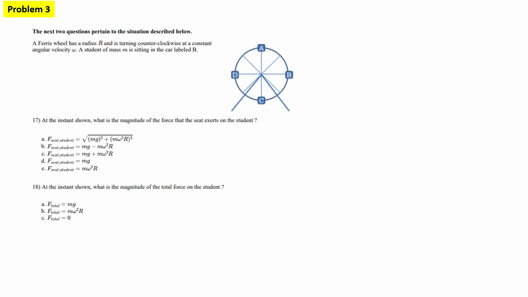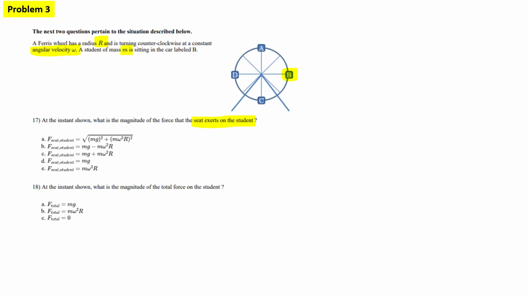Here's problem 3. We have a Ferris wheel that has a radius r and is turning counterclockwise at a constant angular velocity of omega. A student of mass m is sitting in the car labeled B, this guy over here. At the instant shown, what is the magnitude of the force that the seat exerts on the student?